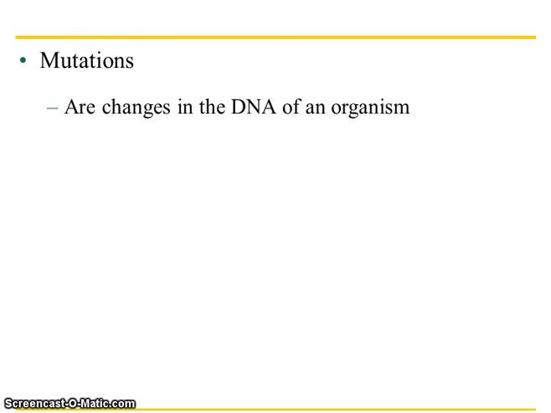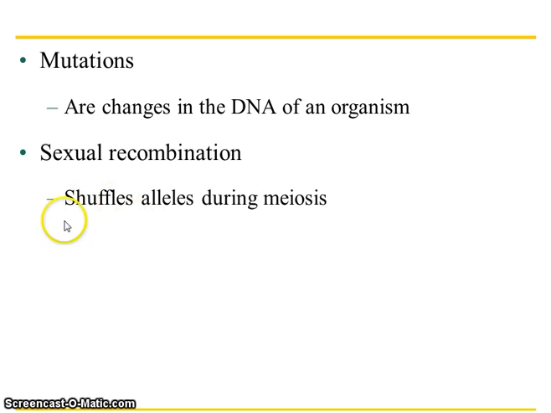Mutations are changes in the DNA of an organism. Those mutagens cause the DNA to either have a different base pair there, or to shift it over, some sort of difference that makes a difference in the proteins. Whereas sexual recombination shuffles the alleles, the versions, during meiosis, so you can have that crossover where some things that were linked no longer are.